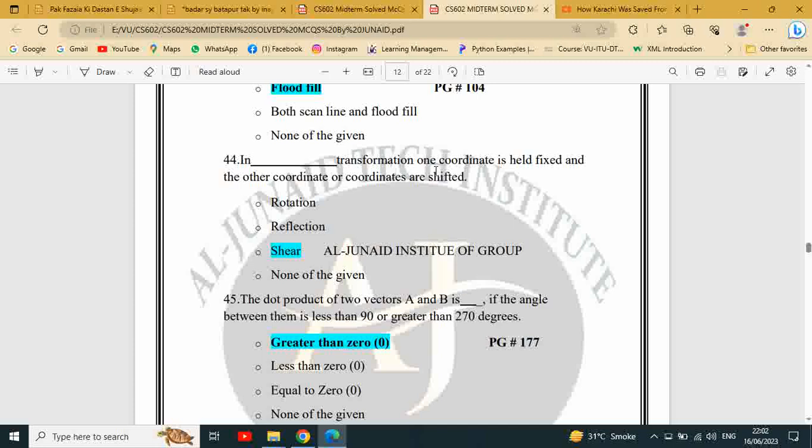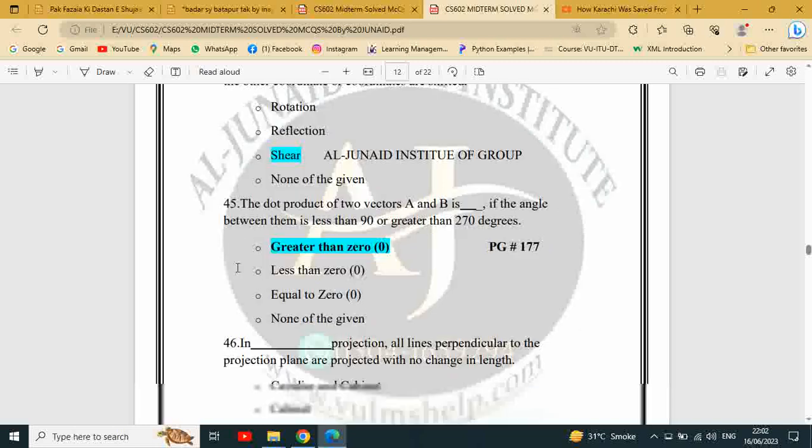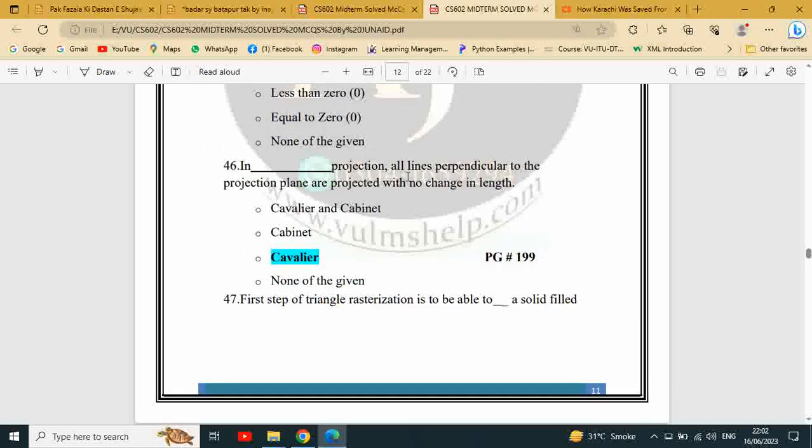In shear transformation, one coordinate is held fixed and the other coordinates are shifted. The dot product of vectors u and v is greater than 0 if the angle between them is less than 90 or greater than 270. In Cavalier projection, all lines perpendicular to the projection plane are projected with no change in length.